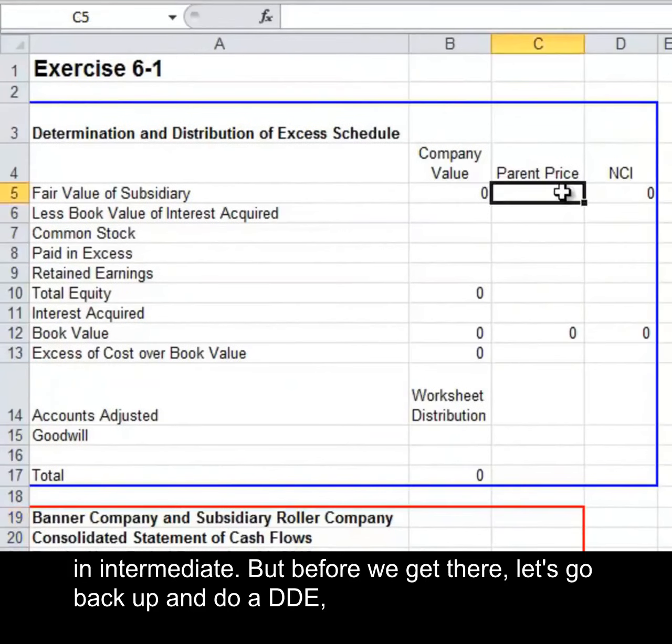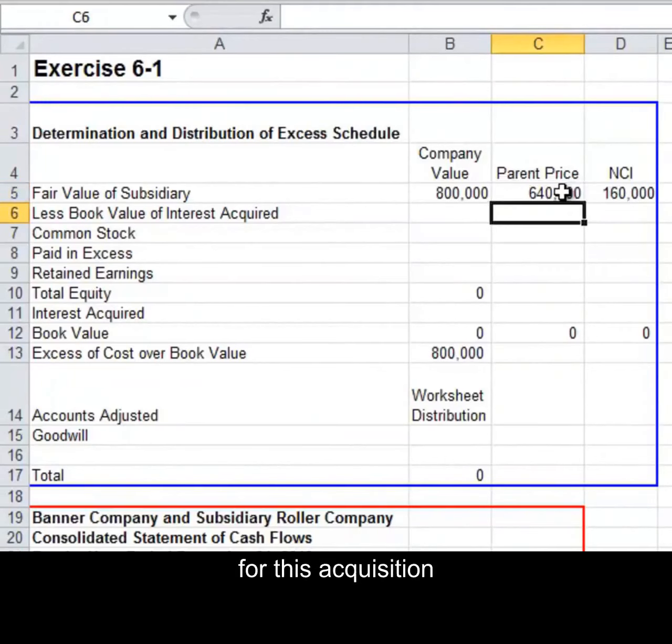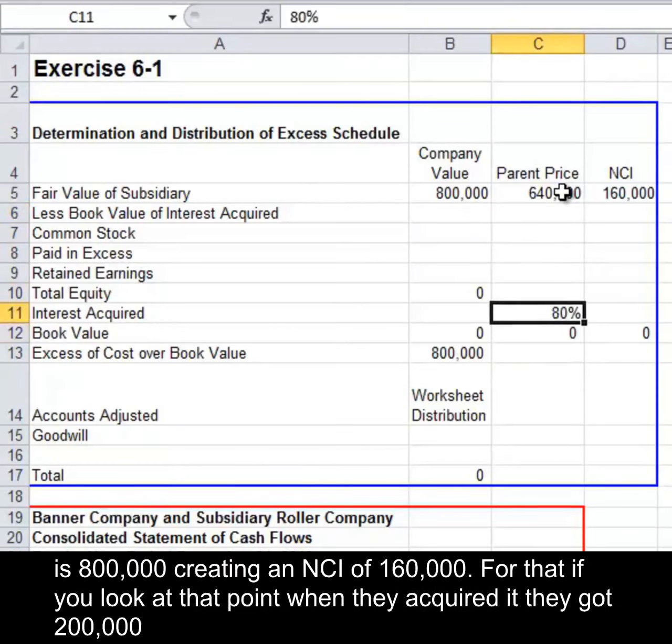But before we get there, let's go back up and do a DDE. And we see from the information in the text that they paid $640,000 for this acquisition. So the implied value, since they acquired an 80% interest, is $800,000, creating an NCI of $160,000.